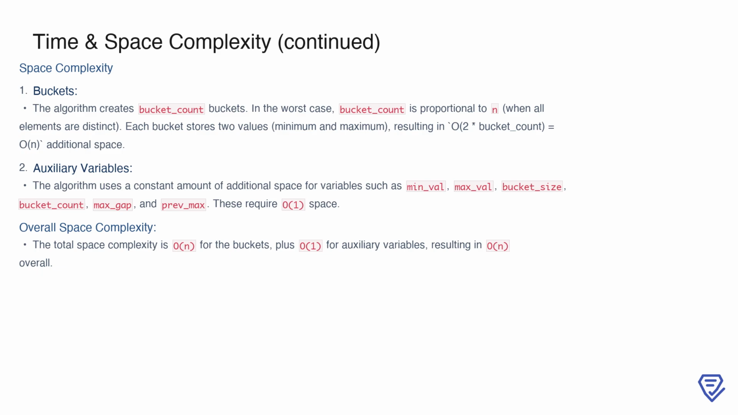Additionally, the algorithm uses a small, constant amount of space for auxiliary variables like the minimum and maximum values, the bucket size, and others. These contribute only O(1) to the total space complexity. When we combine these, the overall space complexity is O(n), dominated by the space required for the buckets.